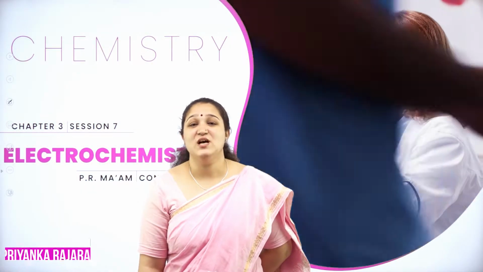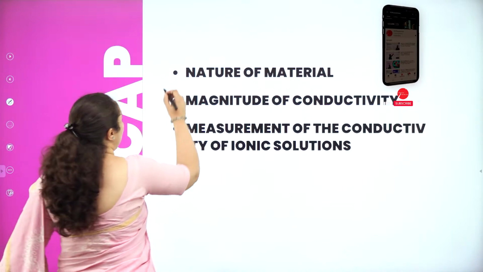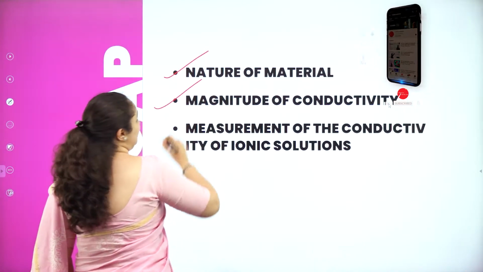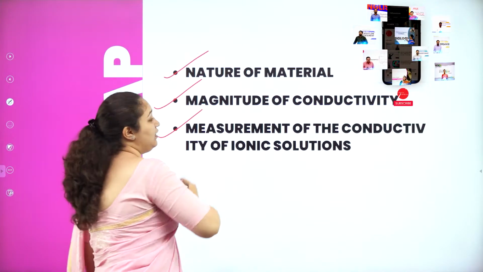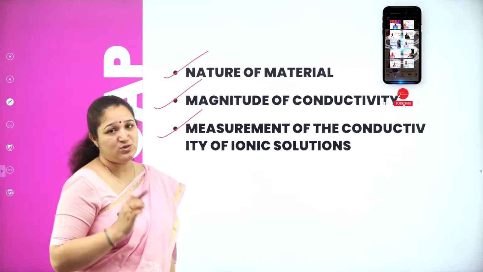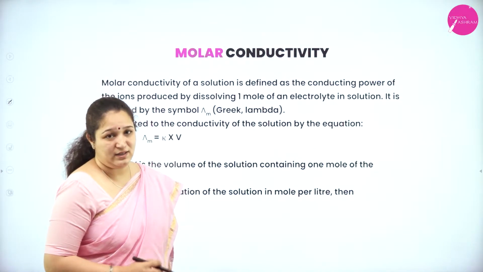Hello my dear students, welcome back to session 7 on the chapter electrochemistry. Last class we studied about the nature of material and the magnitude of conductivity. Also we learnt how to measure the conductivity of an ionic solution. Today we shall learn about molar conductivity.